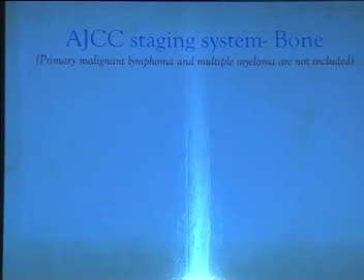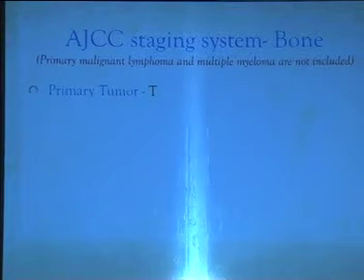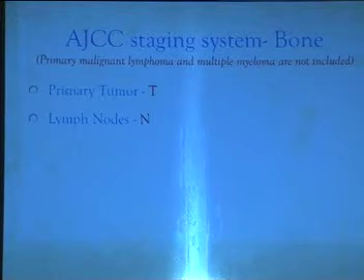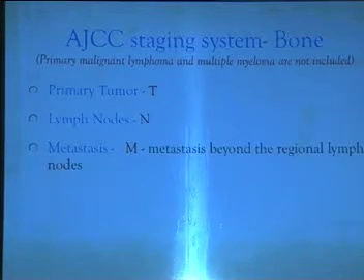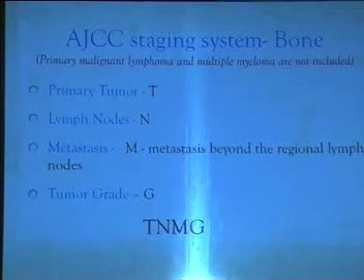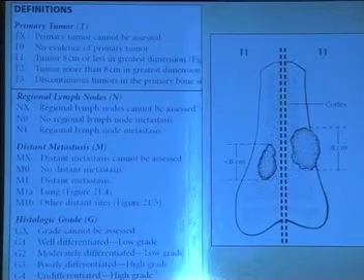Then came the AJCC system of classification, which obviously is meant for mesenchymal tumors, like the Enneking system of staging. It was started in 1992, which did not include lymphomas and myelomas and the marrow disease. Basically it has four main parameters like any other AJCC system, same as for bone: primary tumor, that is T, lymph node involvement, that is N, metastasis M, and the tumor grade, that is G. So ultimately T, N, M, G are the four components here.